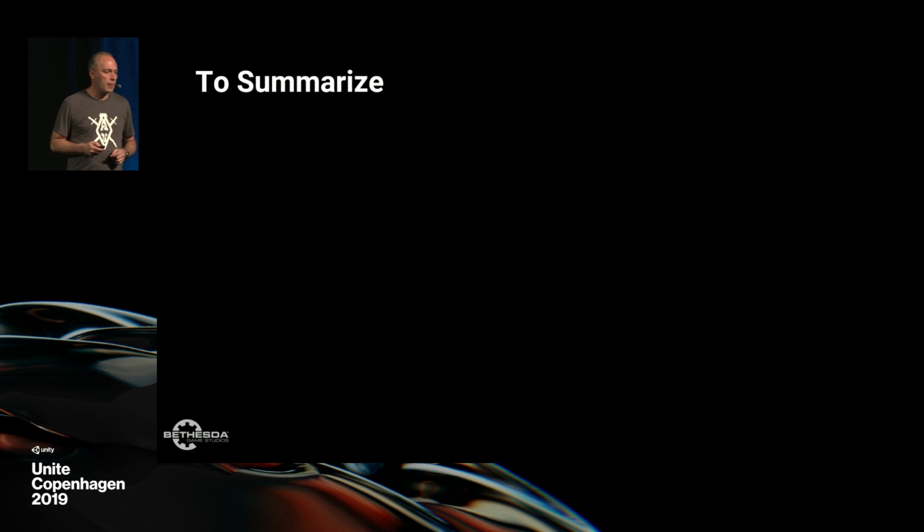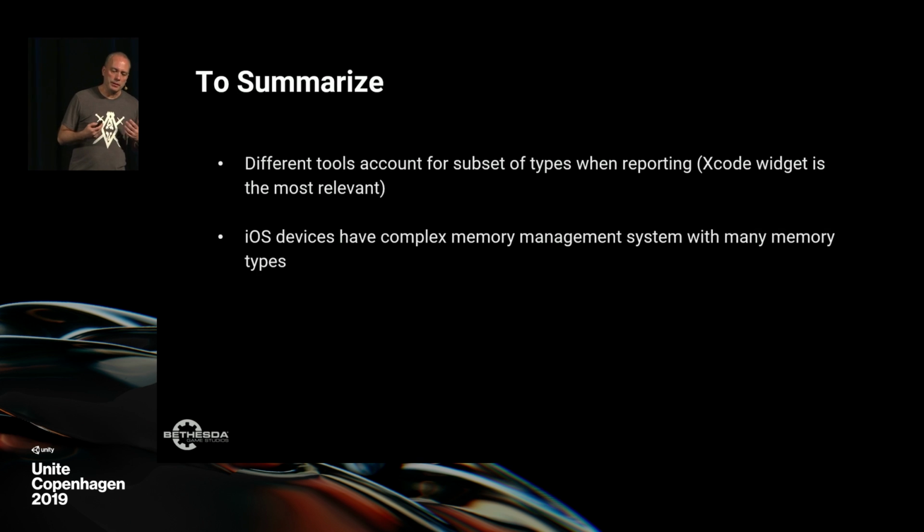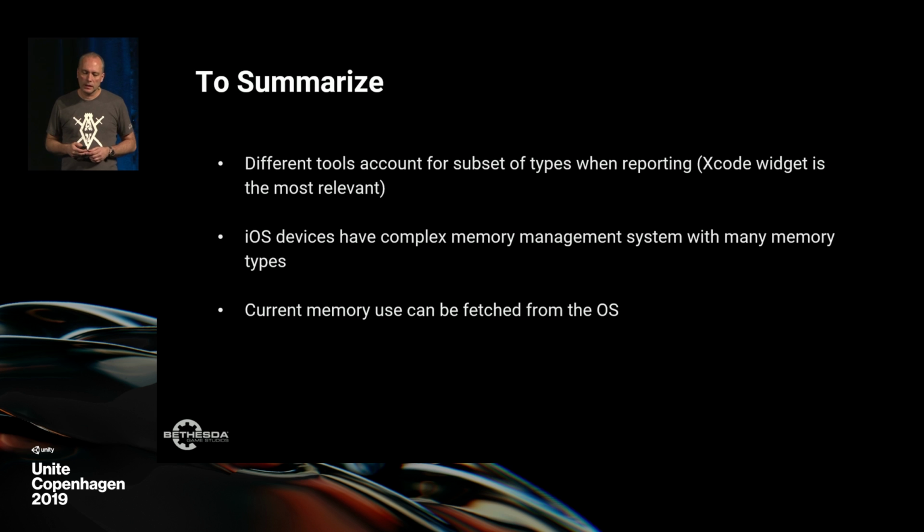So to summarize quickly, different tools account differently for those subtypes of memory in their reporting. The Xcode widget is the one that is the most relevant. So the memory organization for iOS is pretty complex, and there are different memory types and different algorithms in play. And you can use Mac functionality to get a pretty accurate reading, and by combining resident memory and external memory, that is very close to the Xcode widget reading. So at least you get an accurate idea of what is going on.